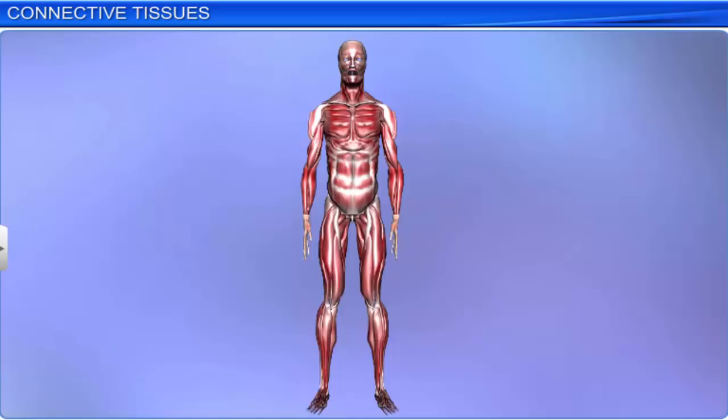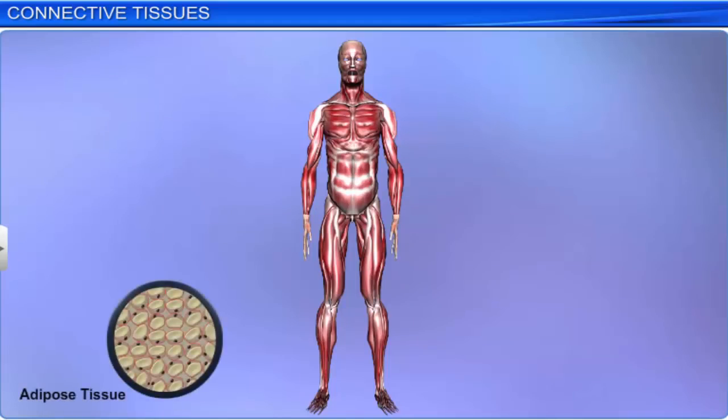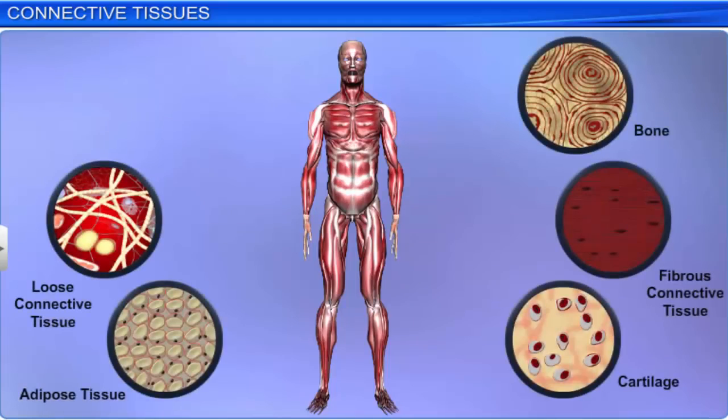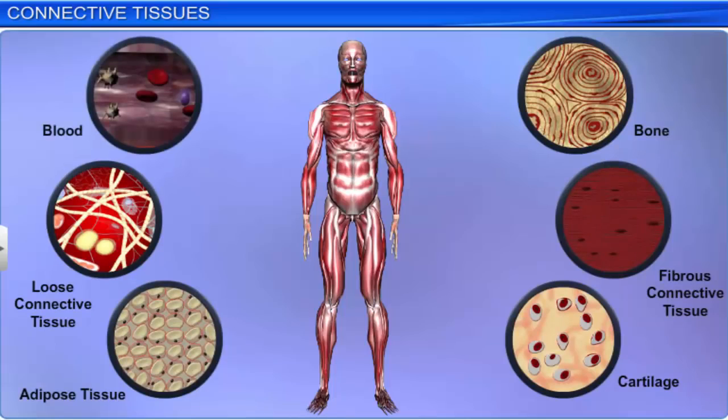Thus, connective tissue helps store fats, link and provide support to other tissues and organs, and transport various substances such as gases, nutrients, and hormones to different parts of the body.